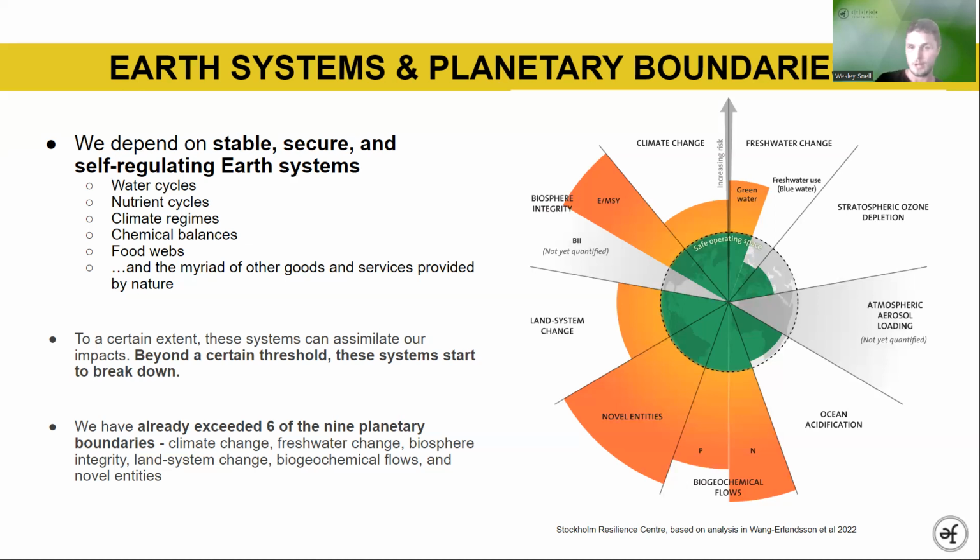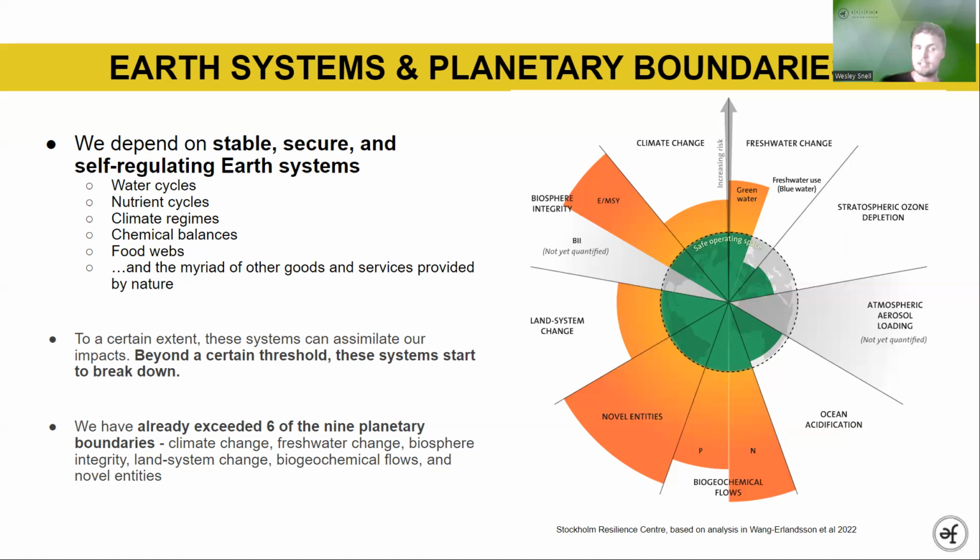But beyond a certain threshold, these systems start to break down. And on the right in this graph, what you can see is that we've defined what's called the safe operating space for each of these Earth systems. And as long as what we take, our consumption, our impacts are within these safe operating boundaries, the system can self-regulate. It's okay. But when we start to exceed these boundaries, the systems are compromised and they start to break down, and they're unable to self-regulate, and we bear the cost of that. I hope that that's clear.